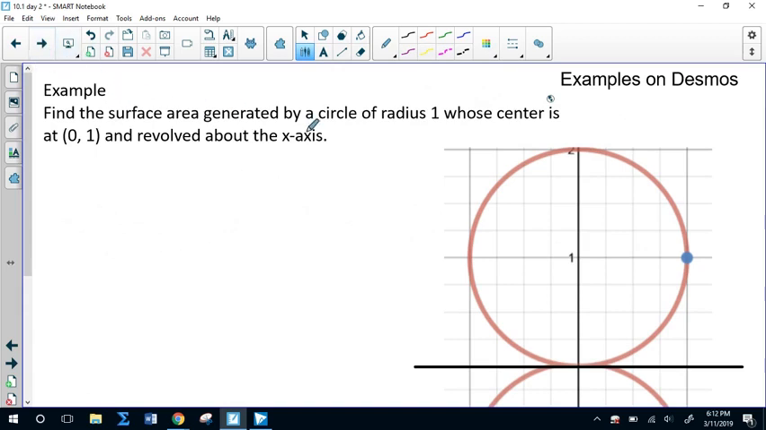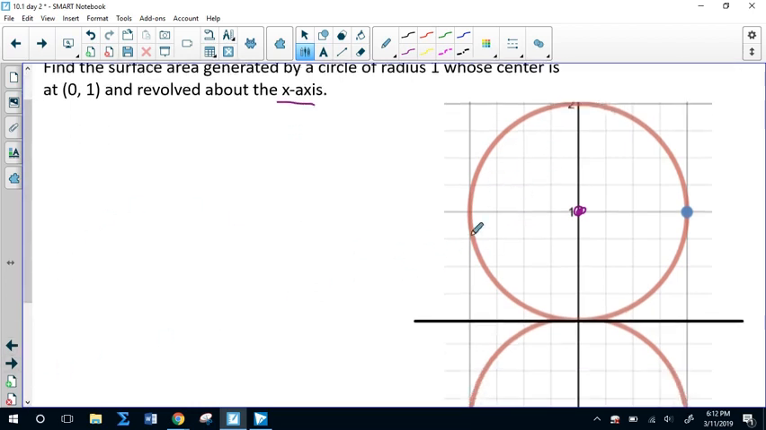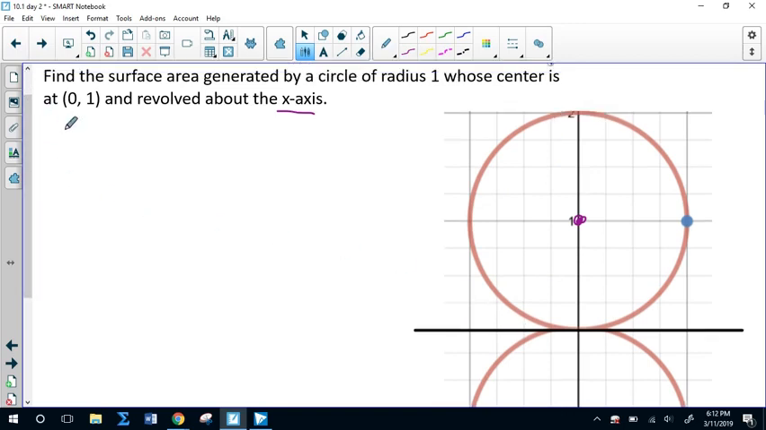It says find the surface area generated by a circle of radius 1 whose center is at 0, 1. So here's the center at 0, 1. And it's revolved about the x-axis. So important to read that. So you can see that when we revolve this thing, the whole entire circle is going around the x-axis. It's going to make quite the strange shape. So I need to write this thing parametrically so I can actually come up with the integral. We're going to create this integral, right?